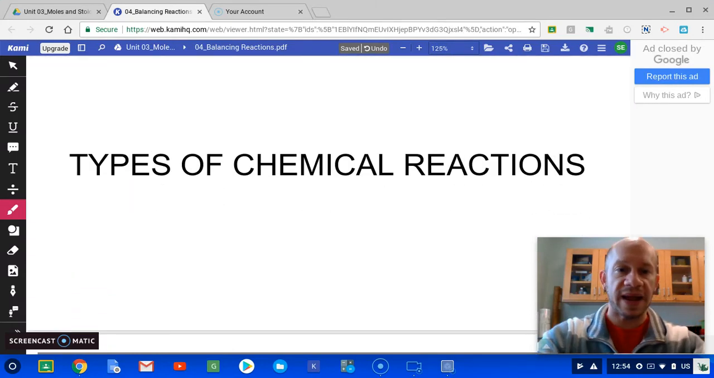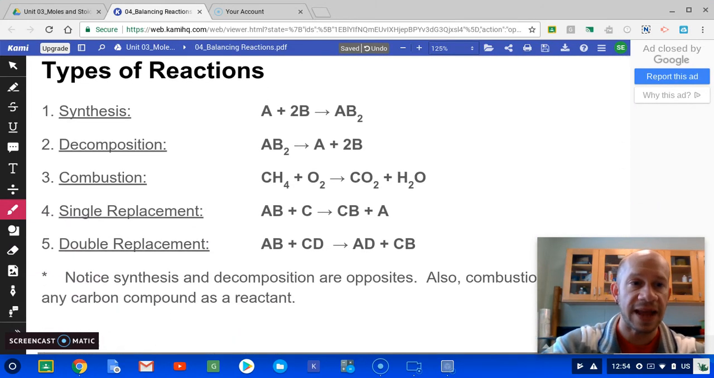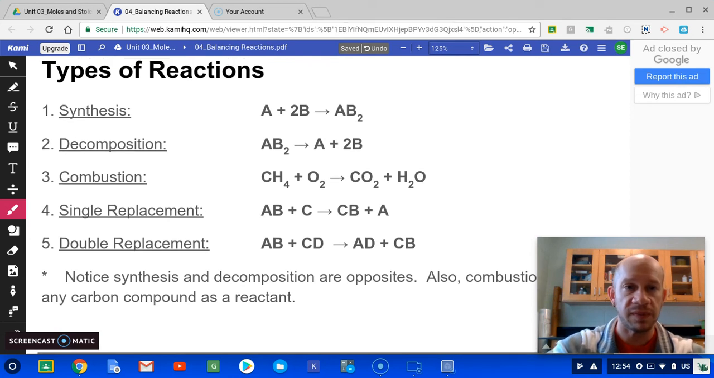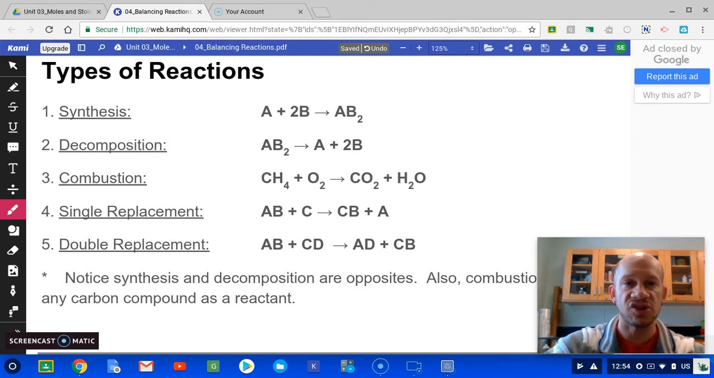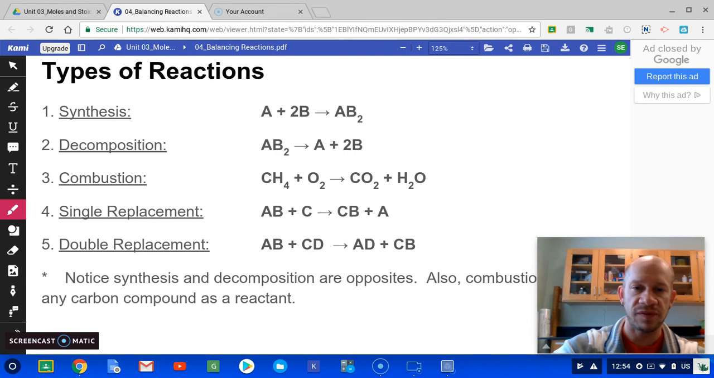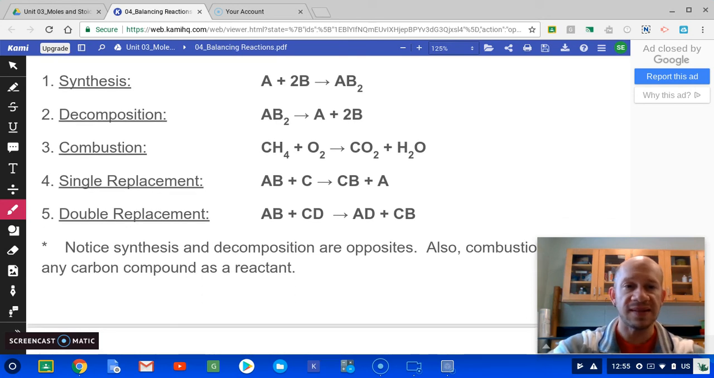Types of chemical reactions. There are 5 different types of chemical reactions you must be familiar with. Synthesis has this general formula. Decomposition has this general formula. Combustion has this general formula. Single replacement has this general formula. And double replacement has this general formula. Notice that synthesis and decomposition are opposites. A plus 2B is going to produce AB2, and AB2 is going to produce A plus 2B.